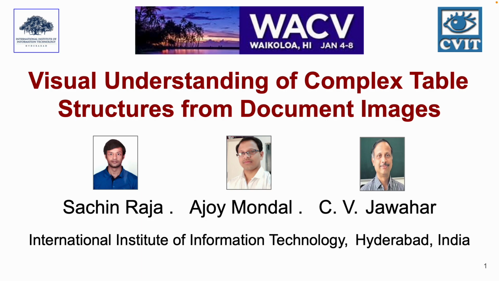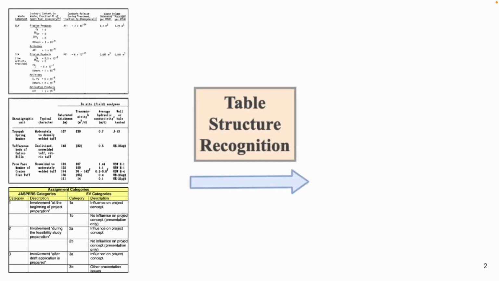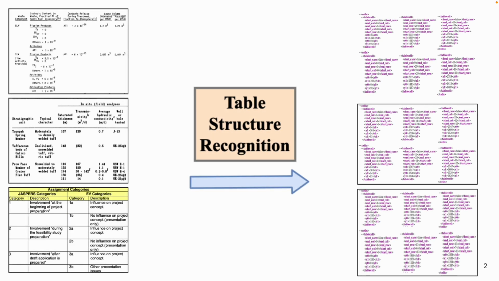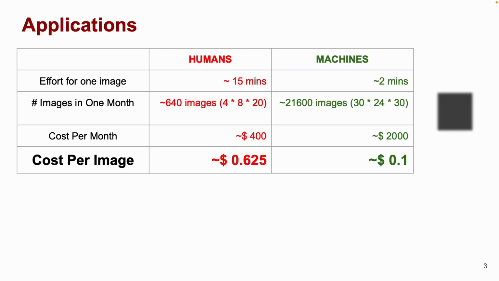Hello. Our work on visual understanding of complex table structures from document images was done at CVIT lab at IIIT Hyderabad, India. Given the table image, the aim is to encode it according to a predefined XML, which includes coordinates, row column spans, and content for every table cell through a robust and generic enough solution that would be capable of serving a variety of table styles and layouts.